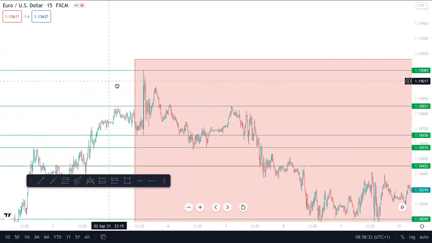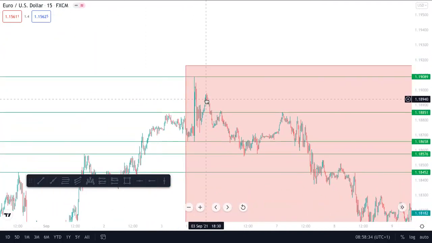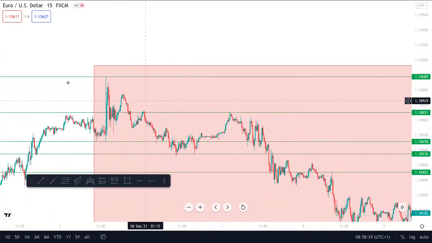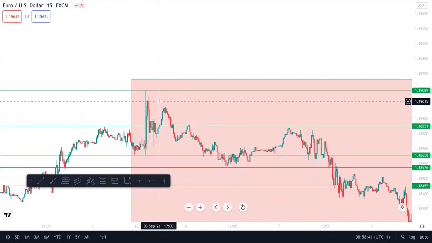So now our interest is starting from this point. I'll be removing the rectangle so we can see clearly.